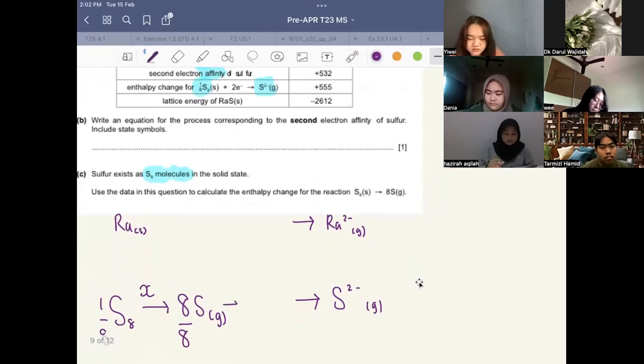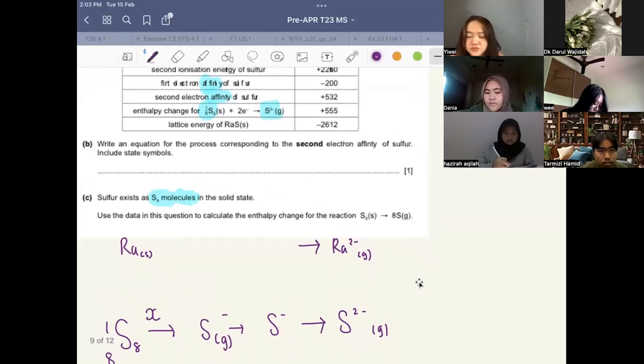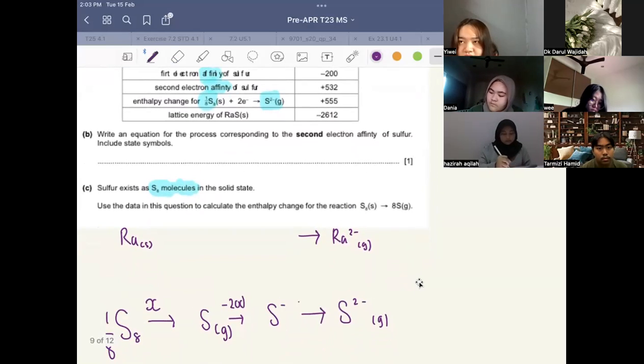Okay, next. After, I'm going to erase this 8/8 because that's just 1 sulfur. Agree? 1 atom. And then I want to turn my sulfur atom into S minus. And that is first electron affinity of sulfur. I'm adding electron to sulfur, minus 200. And then second electron affinity is plus 532.